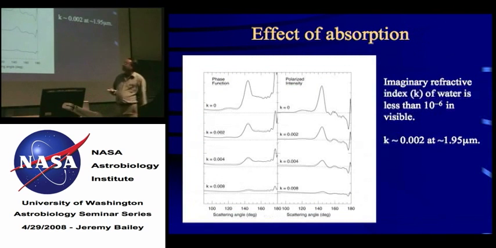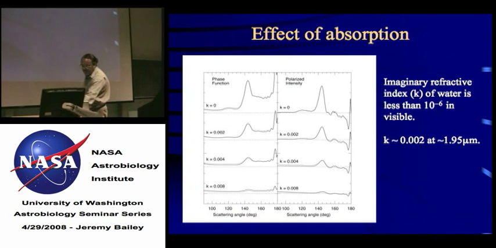And then the other thing you need to get a rainbow is it has to be a transparent liquid. So this is the effect of putting some absorption into the particle, and that also causes the rainbow to disappear. And that means that if you actually looked at the spectrum of this rainbow scattered light, you could see absorption features due to the liquid that caused the rainbow. The best place to look for that for a water rainbow would be at about 1.95 microns, which unfortunately is outside the wavelength range of any of the TPF missions.